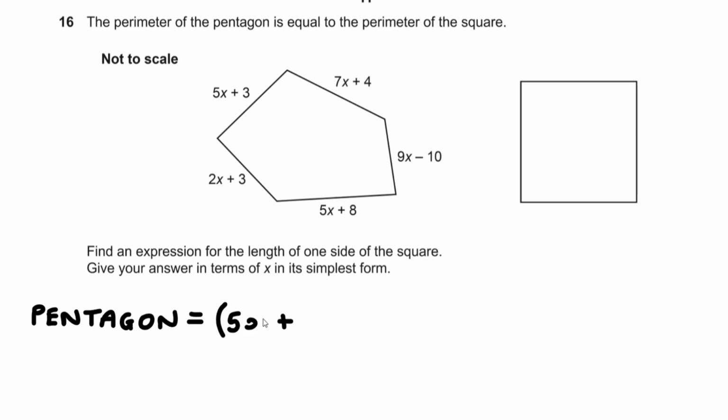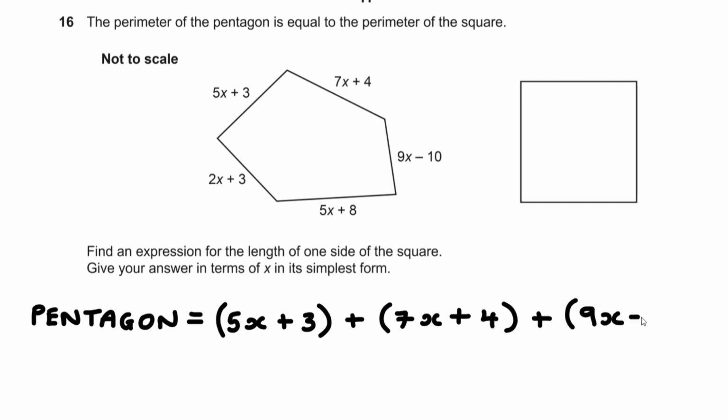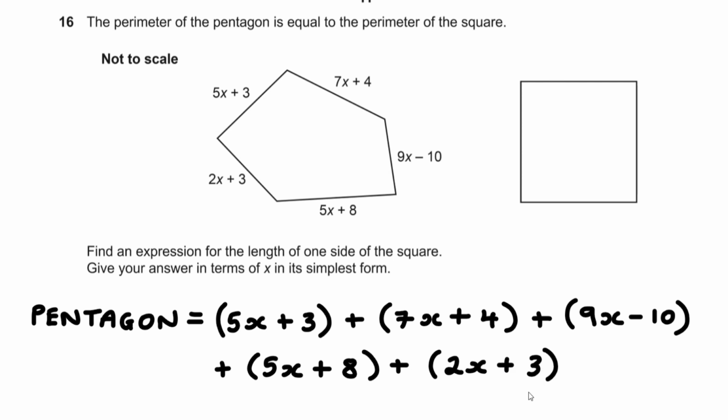We've got the 5x plus 3, plus the 7x plus 4, plus the 9x minus 10, plus the 5x plus 8, plus the 2x plus 3.